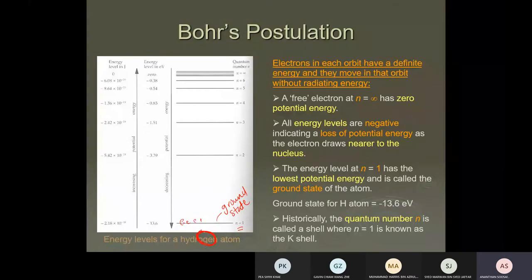So an electron can stay in these energy levels. An electron can't stay in between. Okay, that's the quantum idea.